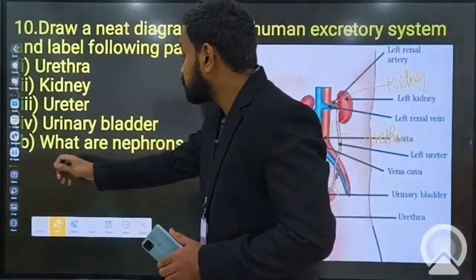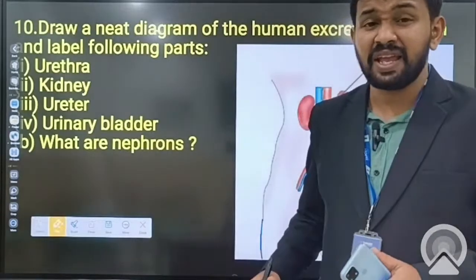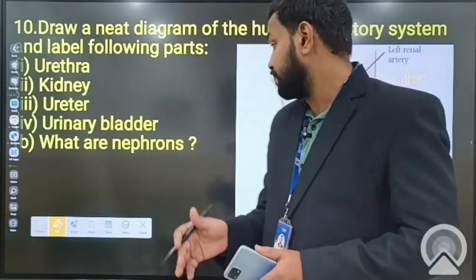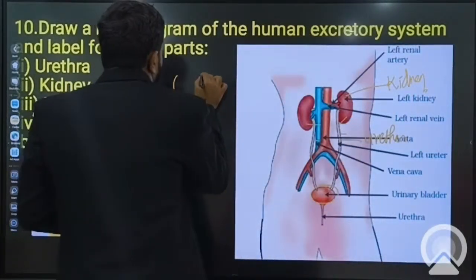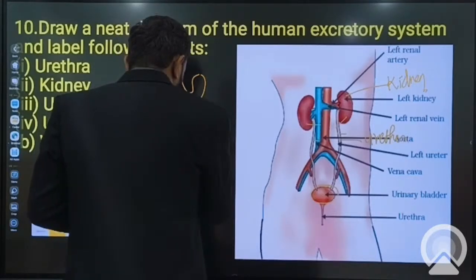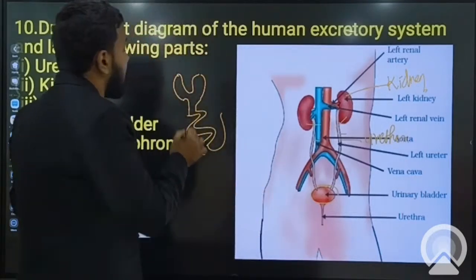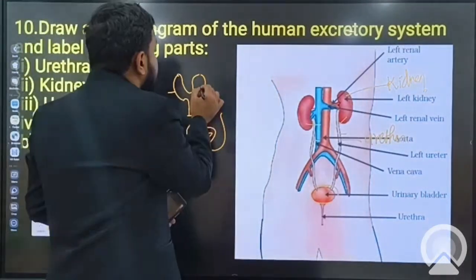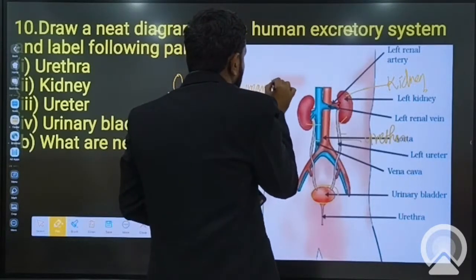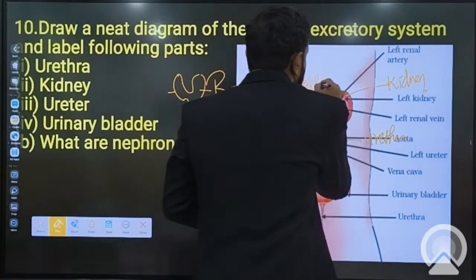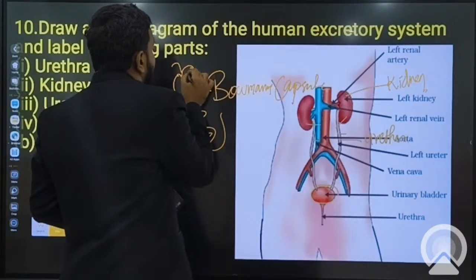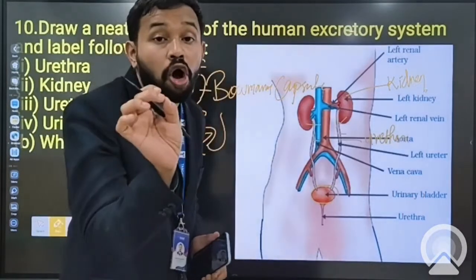Then the final question: what are nephrons? Nephrons are the structural and functional unit of the kidney. If you are drawing a nephron, at one end of the nephron there is a cup-like structure that is called Bowman's capsule. Inside the Bowman's capsule, there is a network of blood capillaries that is called a glomerulus.